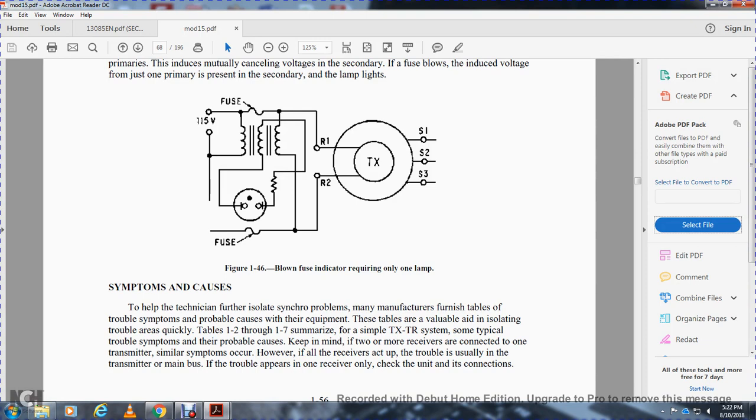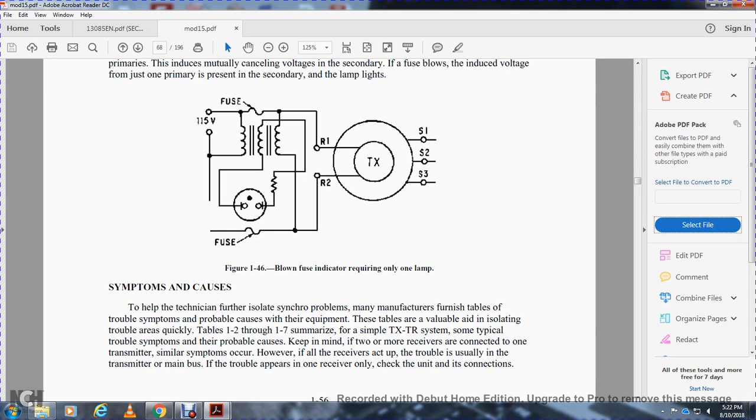System and causes. Chapter 1, Part 3, NEETS Module 15. To help the technician further isolate a single problem, the manufacturer's troubleshooting tables pair the problem with the equipment, isolating the trouble area quickly. Tables 1-2 through 1-5 cover some of the torque transmitter and torque receiver problems.